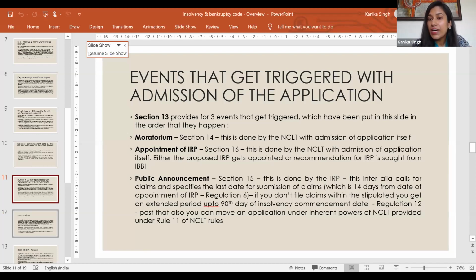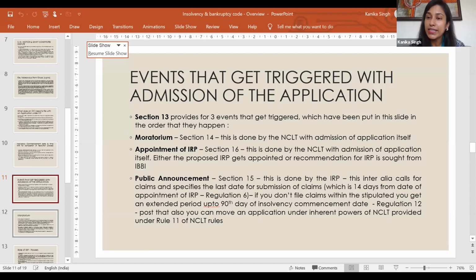A moratorium gets announced by the NCLT as it is admitting the application. Basically, it means that no proceedings can be taken against the corporate debtor, but I'll be dealing with it in the next slide. The second thing that happens is that an interim resolution professional gets appointed. This is done under Section 16. This is again done by the NCLT.